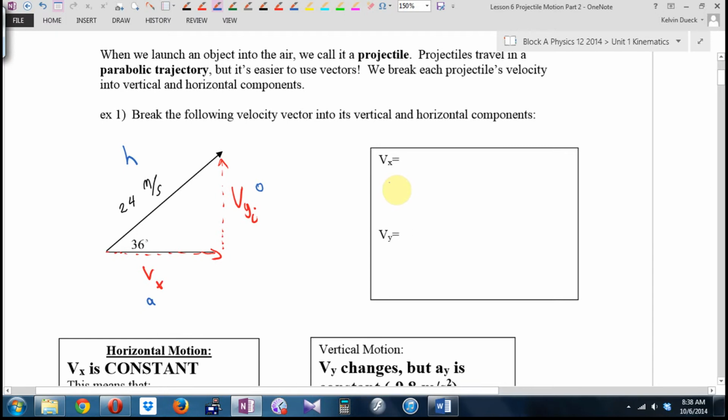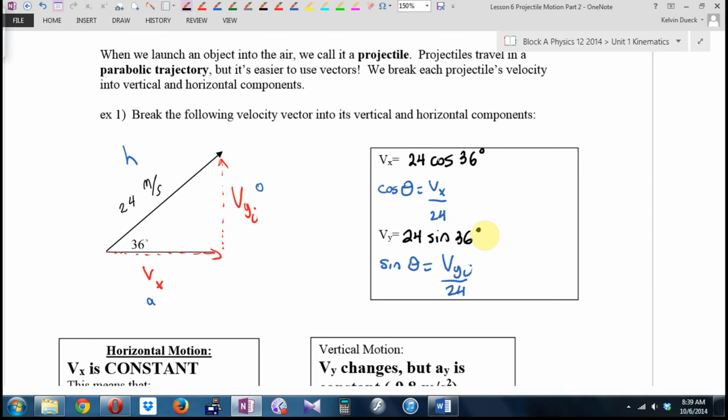You may notice that we end up with cos theta equals Vx over 24, or as I alluded to earlier, Vx ends up being 24 cos 36 degrees. You may notice that I end up with opposite over hypotenuse, sine theta equals Vy over 24. I tried to give you some dumb way to realize that Vy was sine, but there's the actual derivation when you do the cross multiply, one fraction equals one fraction.